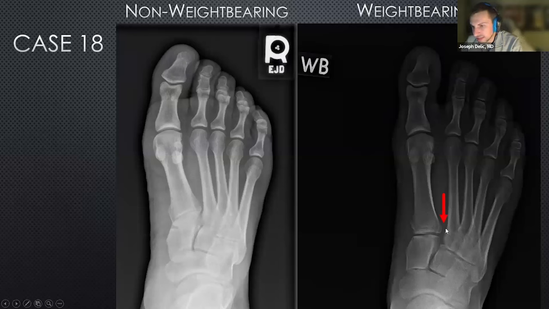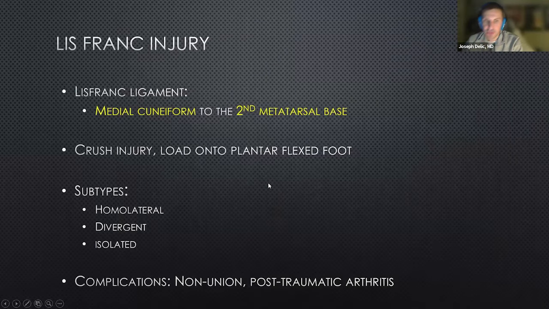So when I'm looking at these, this second TMT alignment is my key touch point for looking for Lisfranc. So we want to remember the Lisfranc ligament, medial cuneiform to second metatarsal base, very commonly crush injury or load onto the plantar flexed foot. And there are main subtypes: homolateral, divergent, or isolated. And certainly we know there are a lot of complications that are possible between non-union or just very bad arthritis if these are not diagnosed.